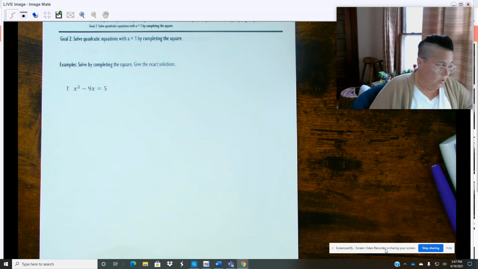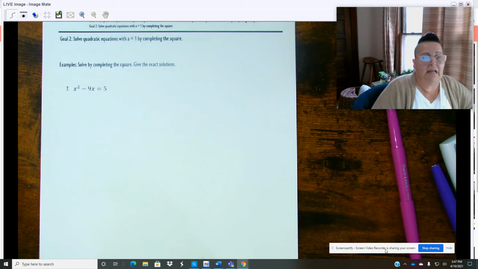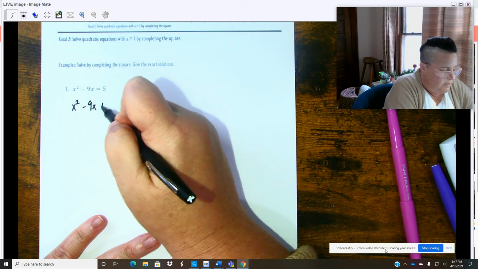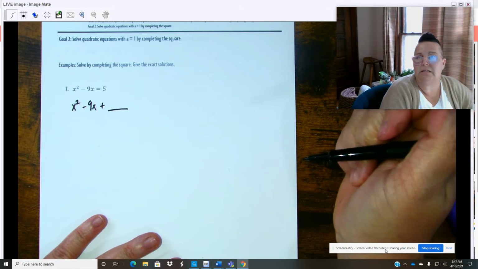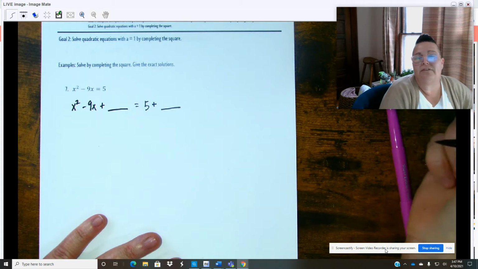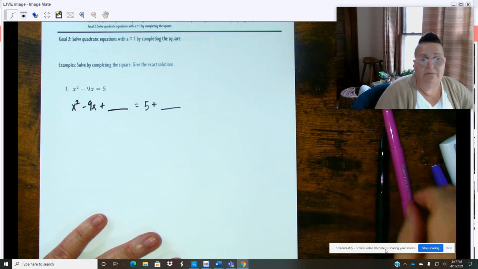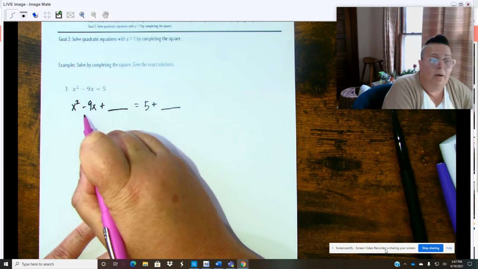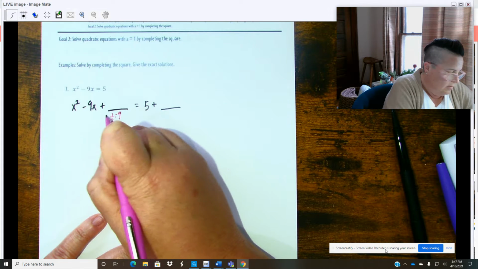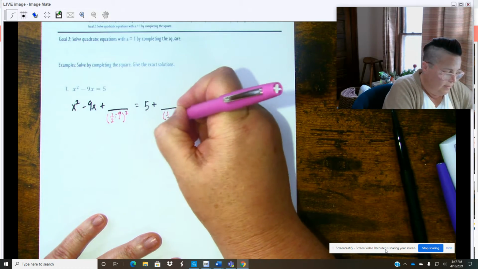Well, here we go. On the left-hand side, we have an x squared minus 9x is equal to 5. So I want to take this x squared minus 9x, and I want to add in the term that will complete the square. That's got to equal 5 plus whatever I added on the left side, I also have to add on the right side. I've got to add the same thing to both sides of my equation. What am I adding to both sides of this equation? Well, I'm going to take half of the negative 9, squared. I need to add that to my left side, and I need to add that to my right side.